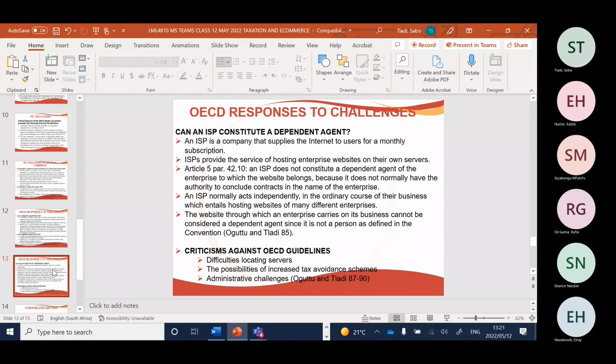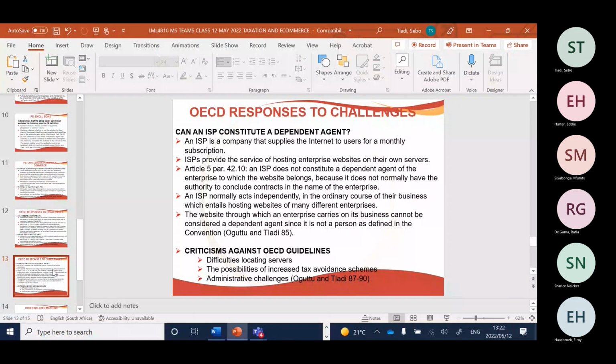The website through which an enterprise carries on its business cannot be considered an ISP, a dependent agent, since it is not a person as defined in the convention. Again, remember, e-commerce challenges these traditional issues, such as whether something is a person. We see those concepts are now taking shape and changing because of the space we all operate in.